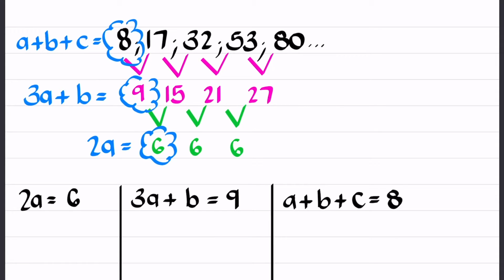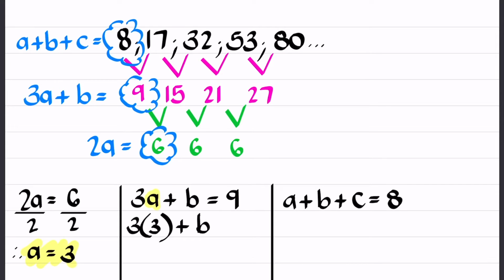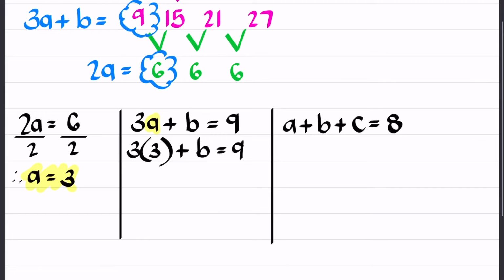So if I have 2a equal to 6, what I'm going to do is divide both sides by 2 to get the a by itself. So therefore a is equal to 6 divided by 2, which is 3. Now I take that a equals 3 and I replace the a with it. So I have 3 times 3 plus b equal to 9. So now I have 3 times 3, which is 9, plus b equals 9. So therefore, b is equal to 9 minus 9, which is 0.